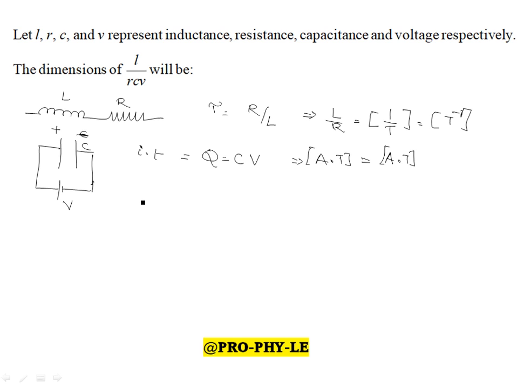Now we are asked for the dimensions of L by R into CV. So L by R is nothing but T power of minus 1 and CV is in the denominator, that is Q in the denominator, that will be A into T, so this will be equal to A power of minus 1 and T power of minus 2. That is the corresponding dimensions for L by RCV.